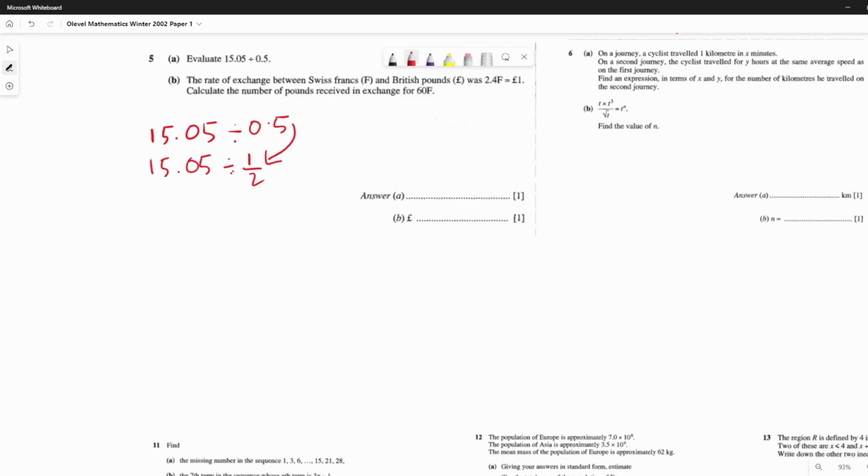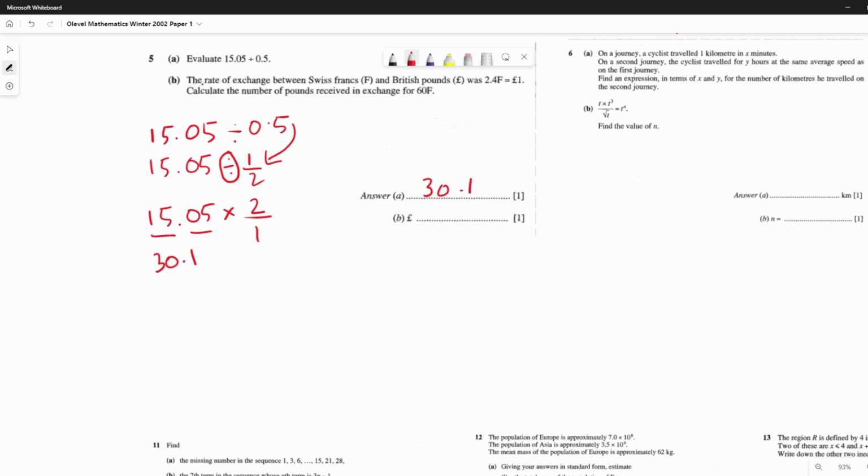So now dividing. Now when you're dividing with a fraction, what you can do is actually flip that fraction and say you're multiplying with the flip of that fraction. So what this really becomes is 15.05 multiplied by 2, which we can just do directly. 15 into 2 is 30, and 0.05 into 2 would be 0.1. So our answer, quick and easy, is just 30.1.